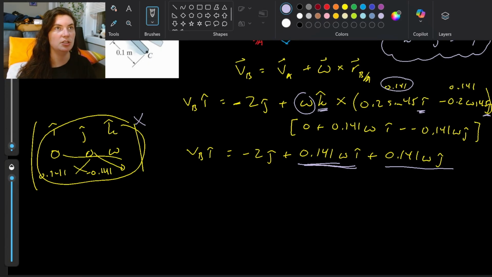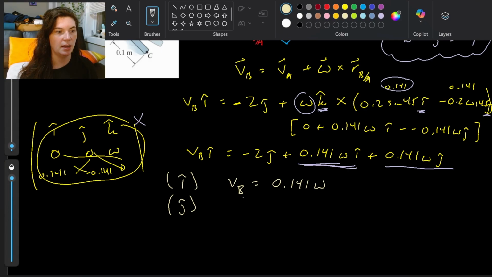With your i's and j's, you're going to set these up so that you have all of your i hat terms in one equation and all of your j hats in another. Think about just separating your x values and y values. That's all we're doing here. If I take all my i values and equate them, I get VB equals 0.141 omega. And then for my j hat, there's nothing on the other side, but there is a -2 plus 0.141 omega. So, two equations, two unknowns.